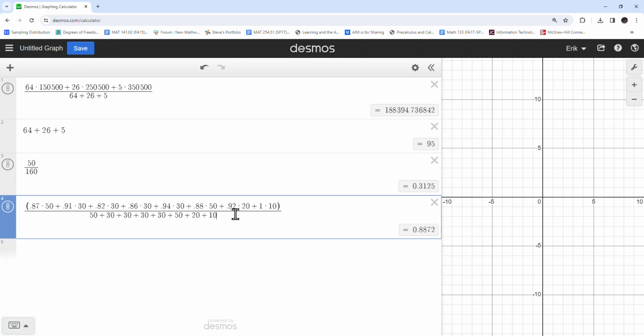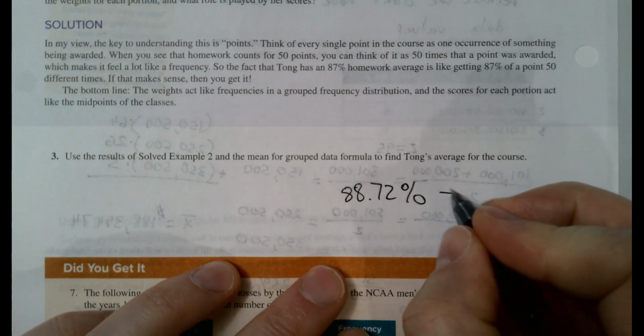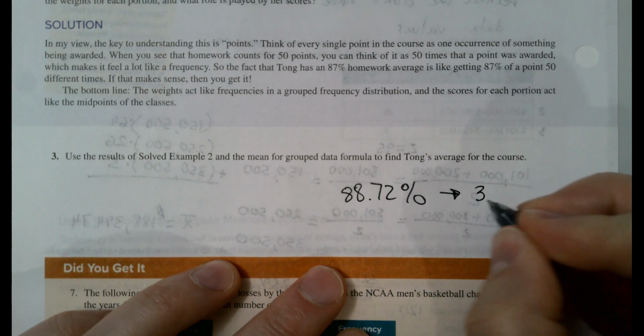Now we could have left the percentages in as in like 92 and the rest, and this would have come out as a percent. Instead, we have to multiply it by 100 at the end, and we see that Tong ends the course with an 88.72% average. Not a bad grade. That, based on our grading scale, would correspond to a 3.5.